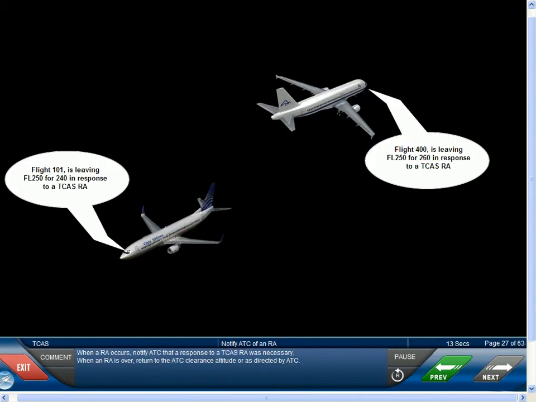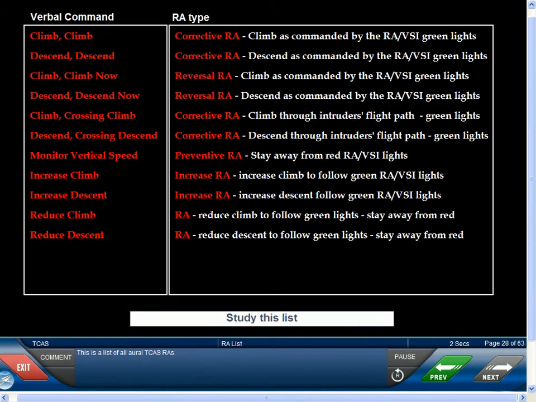When an RA occurs, notify ATC that a response to a TCAS RA was necessary. When an RA is over, return to the ATC clearance altitude or as directed by ATC. This is a list of all oral TCAS RAs.